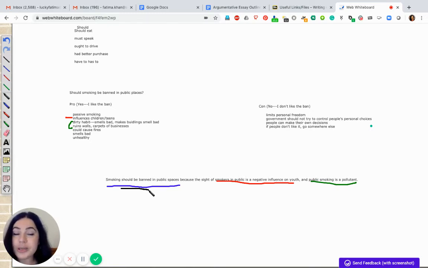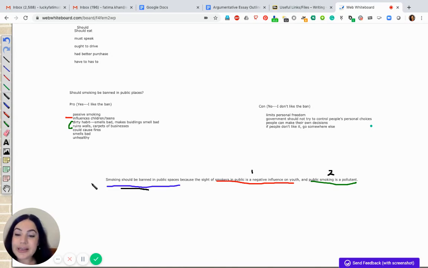The reader should be able to tell what the topic is and the author's position. The position means the opinion. The author's position on the topic. And then lastly, the reader should be able to tell the author's 2 main arguments. So we have argument 1, argument 2, right here. So this is a complete thesis statement.